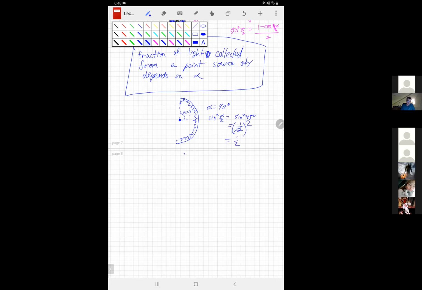And if somebody built a spherical detector, and such things exist, they're called integrating spheres because they add up over all possible angles. Alpha is, well, some would say 360, but the whole idea is that you could go out this far or that far. So alpha is 180 degrees. Sine squared of alpha over 2 is sine squared 90 degrees, which is 1.